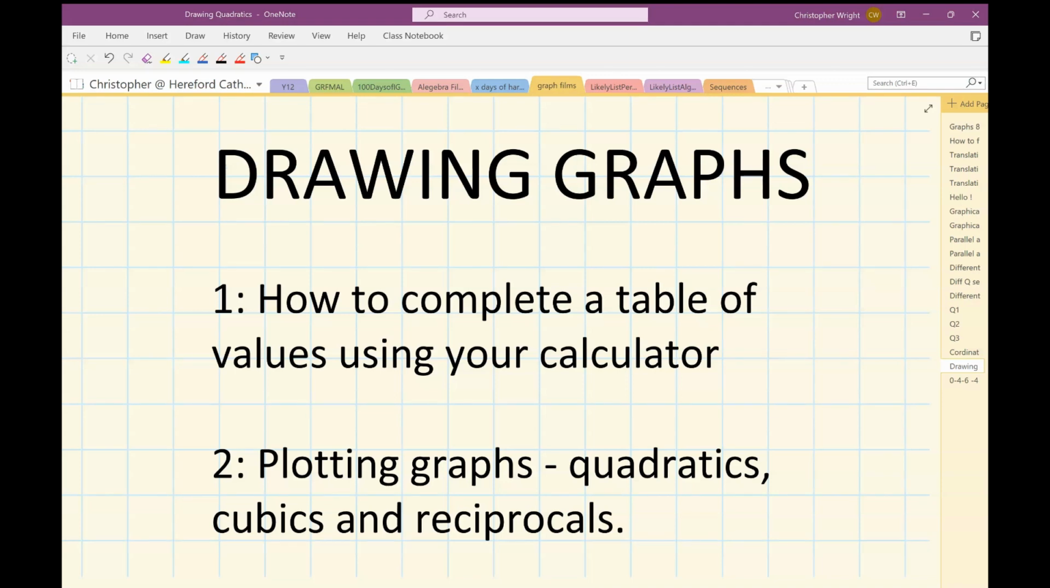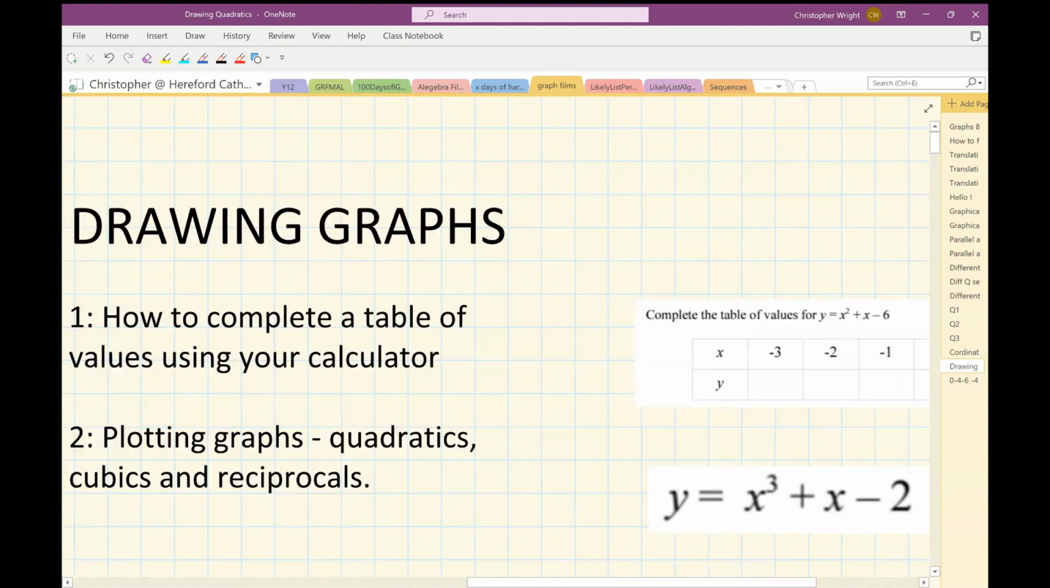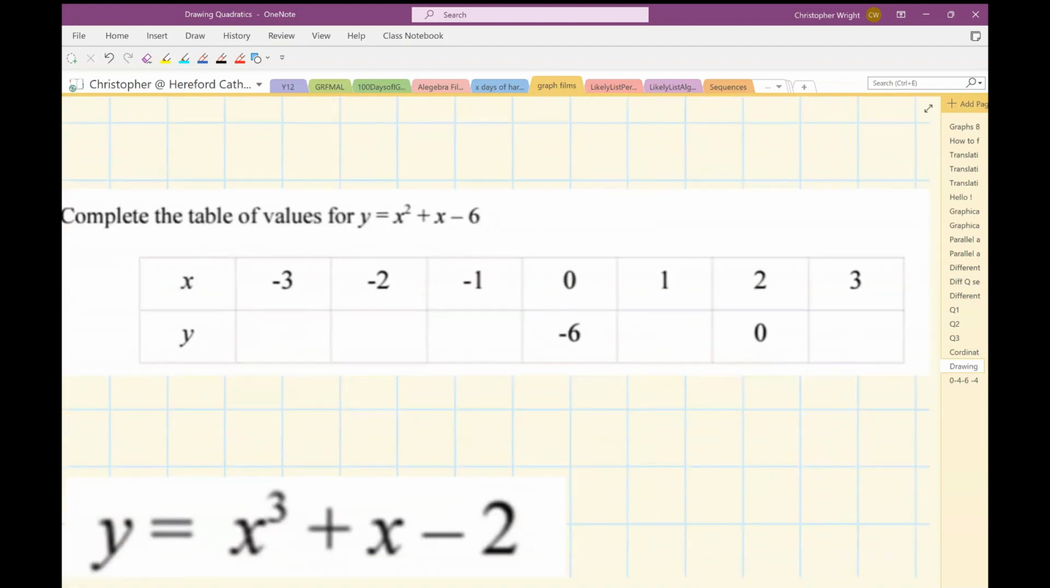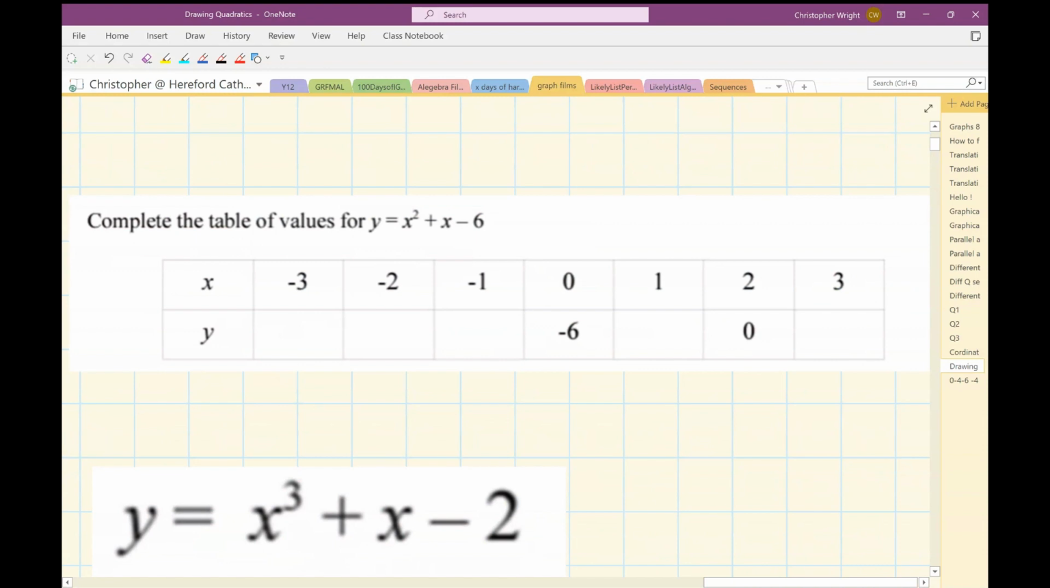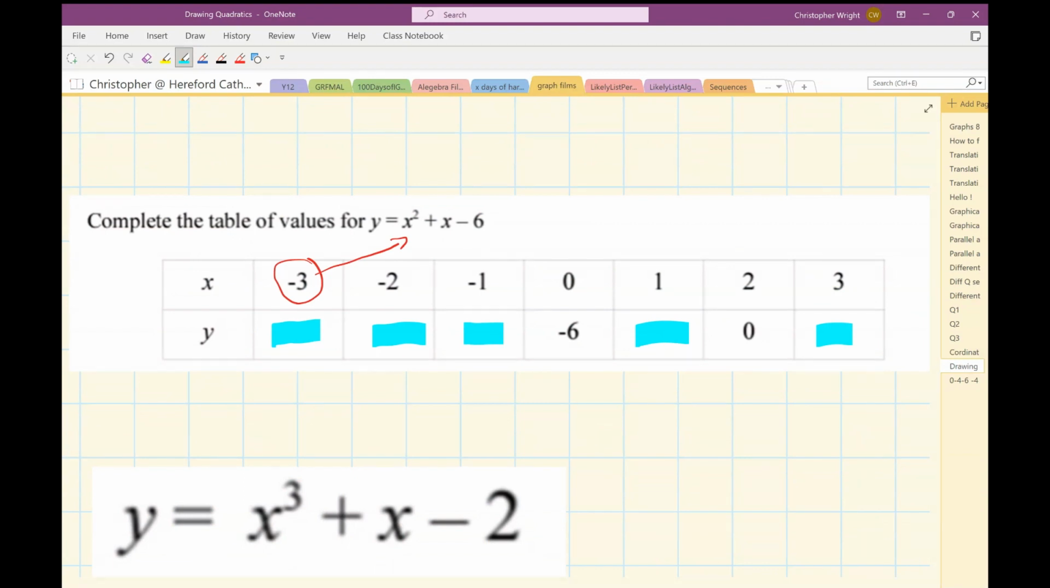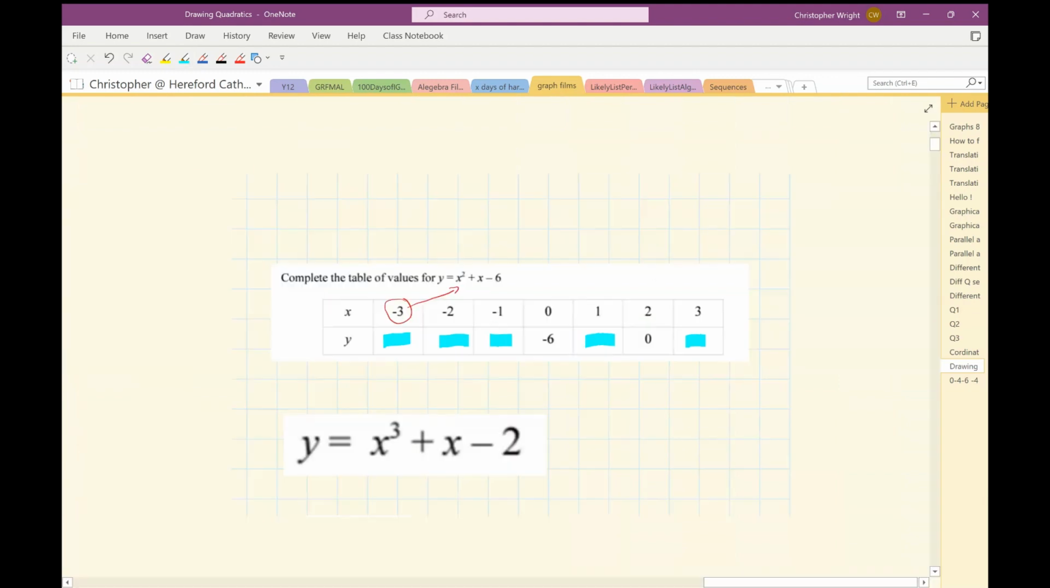Now, the first thing I'm going to show you is how to complete a table of values using your calculator. You will be used to seeing questions like this one, where you're asked to complete the table of values for a certain graph. Generally in class, you have probably learned how to stick these numbers into the formula and work out each of these values one by one. Well, there's a calculator hack, and the calculator will produce every answer for you at the press of a few buttons. And the first thing I'm going to do is to show you how to do that.